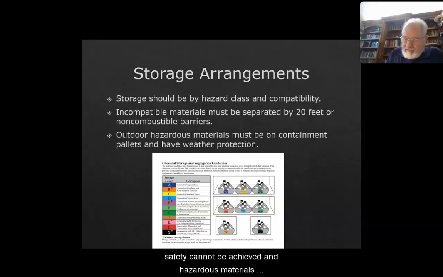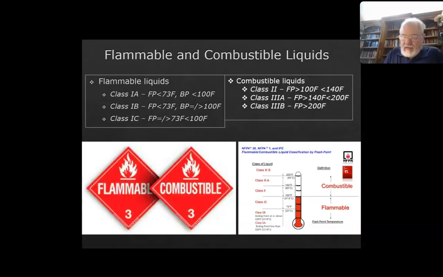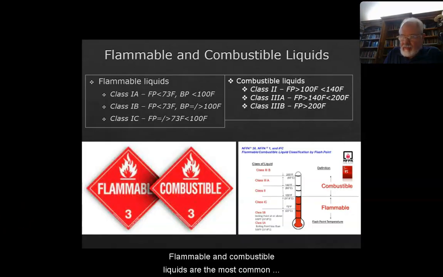If outdoor storage safety cannot be achieved, the hazardous materials must be placed in a storage facility that has secondary containment and spill control mechanisms. There must be adequate aisle space, storage must be secured from vandalism and motor vehicle impacts, and clear of smoking materials and combustible vegetation. Flammable and combustible liquids are the most common of all hazardous materials and are found in the widest array of buildings.